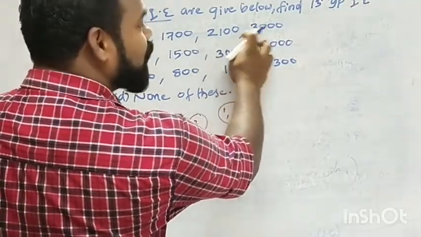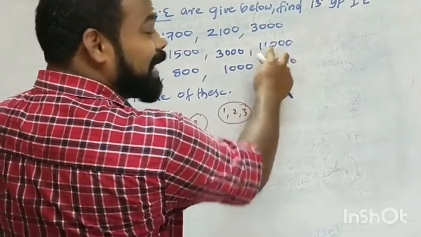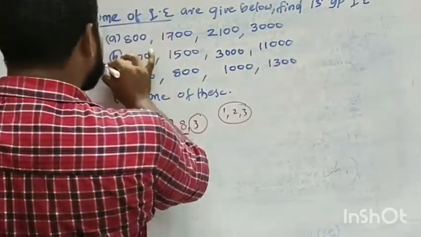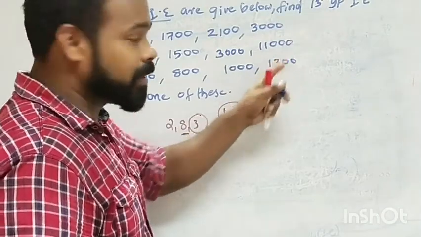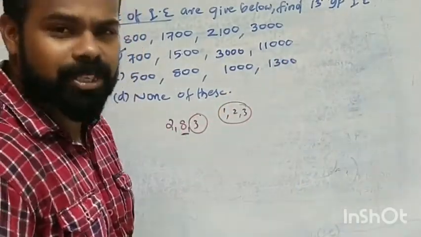Here 2100, 3000, a small variation. But here 3000 and 11,000, sure, the maximum difference arises here. Look at this one, 1000 and 1300, a small variation.